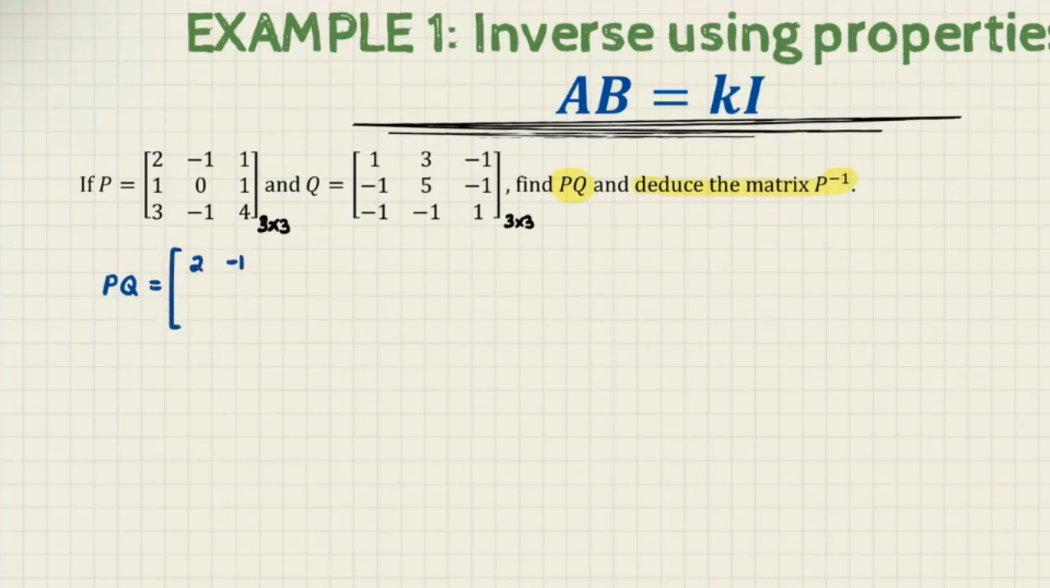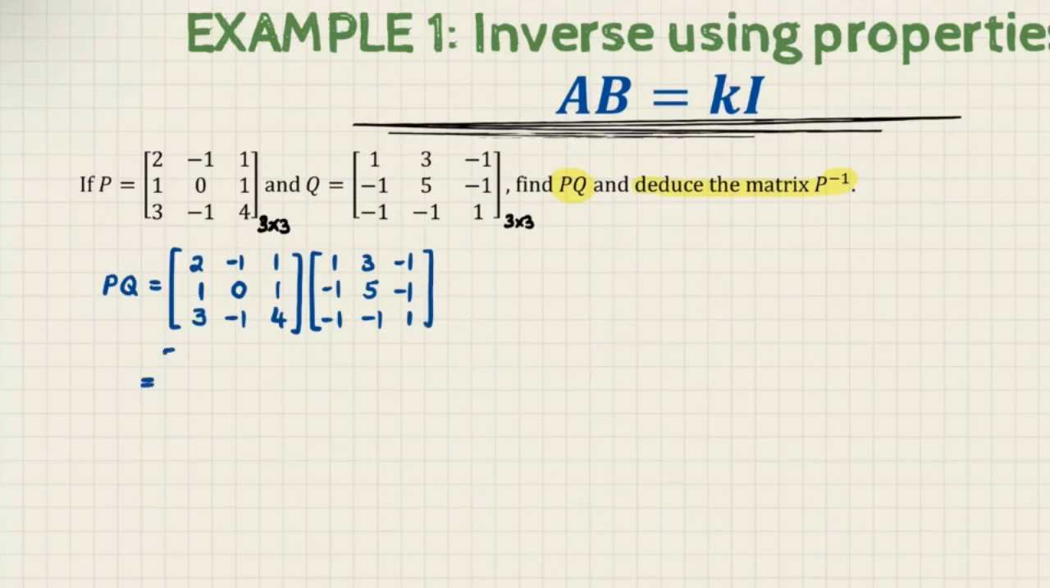salin dahulu, 2, negatif 1, 1, 1, 0, 1, 3, negatif 1, 4 didarabkan dengan 1, 3, negatif 1, negatif 1, 5, negatif 1, negatif 1, negatif 1, 1. Okay. So perkara pertama yang kamu akan buat untuk dapatkan first column. First column will be first row darabkan dengan first column. Okay. Bawah dia adalah second row darabkan dengan first column. Dan juga the third row darabkan dengan first column.